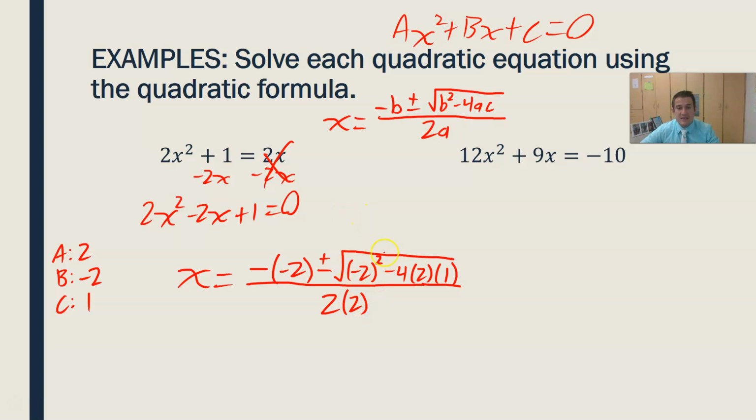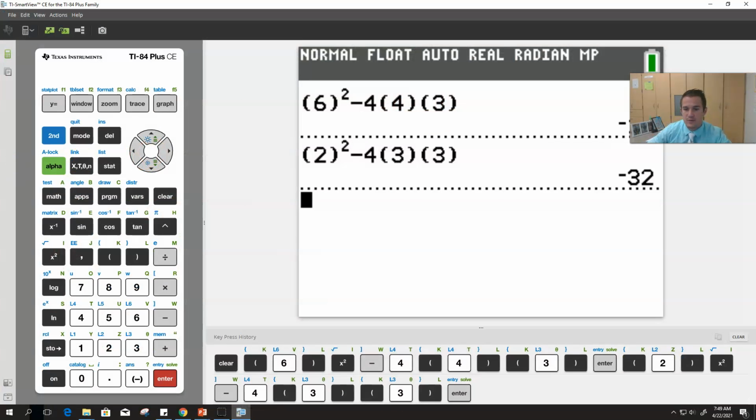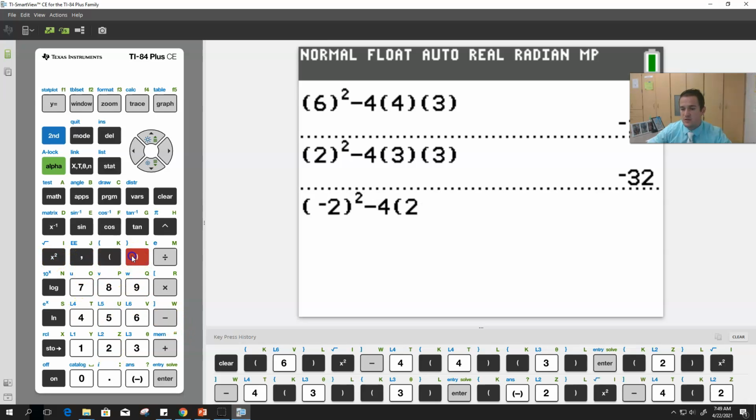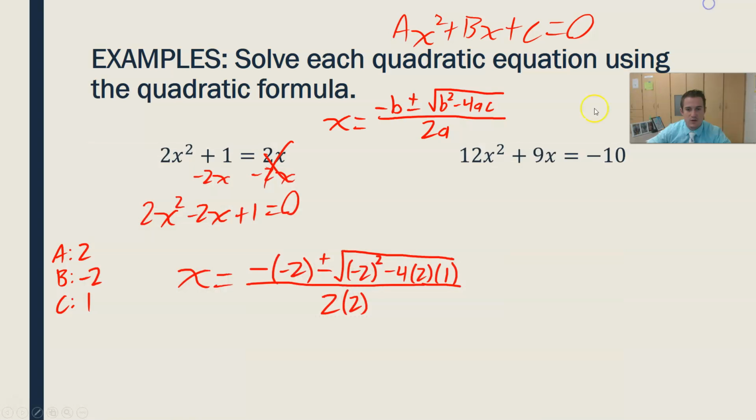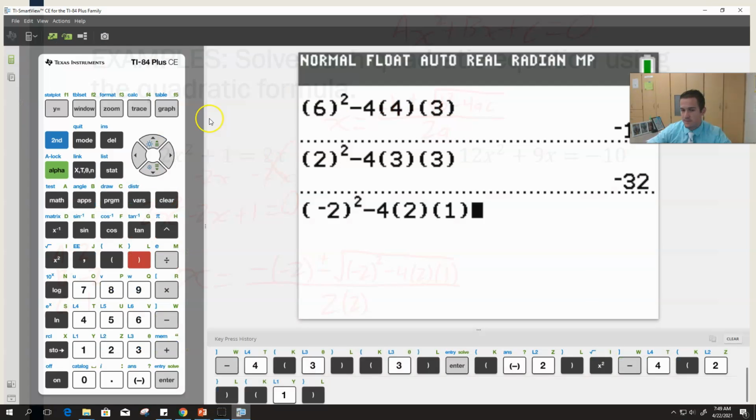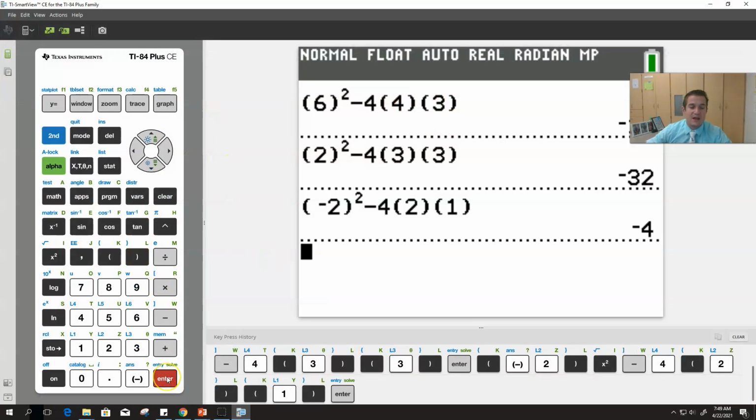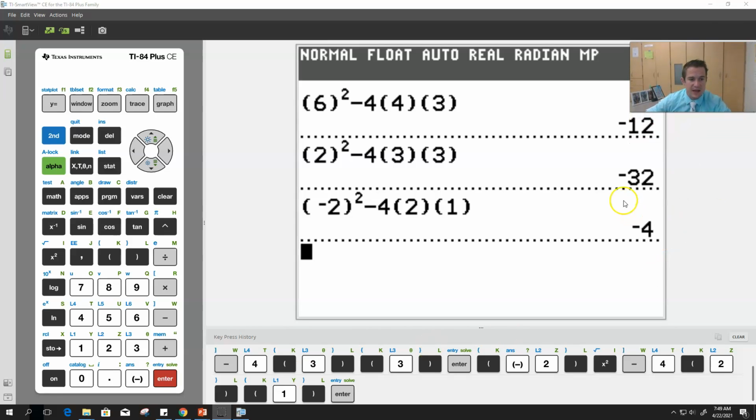So, again, I need to put this part right here into my calculator. So, negative 2 squared minus 4 times 2 times 1. Parentheses, negative 2, close parentheses, squared, minus 4 times 2 times 1. Is that right? Yes. Okay. Well, that gives me negative 4.